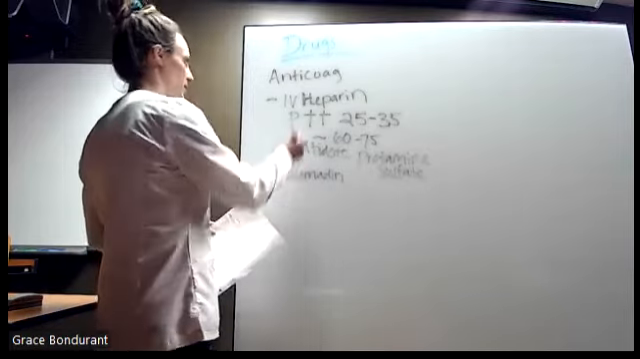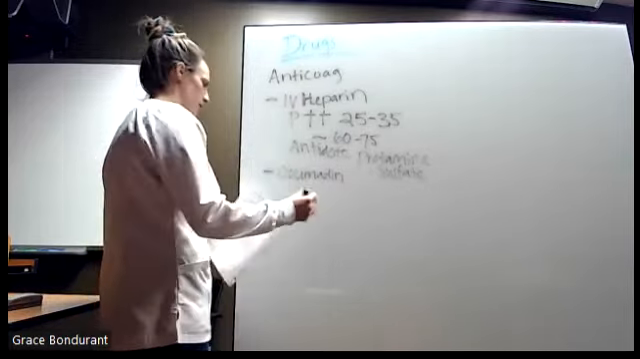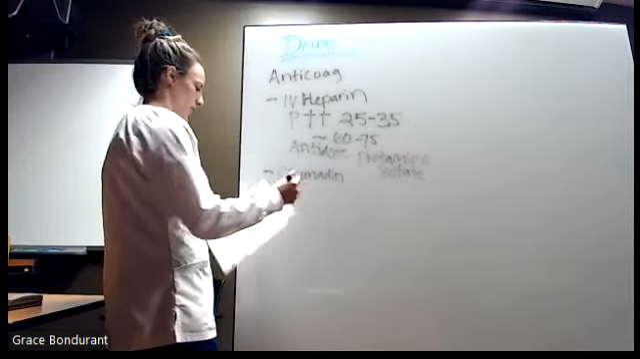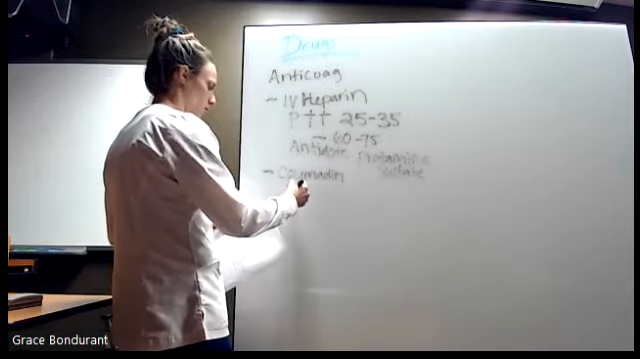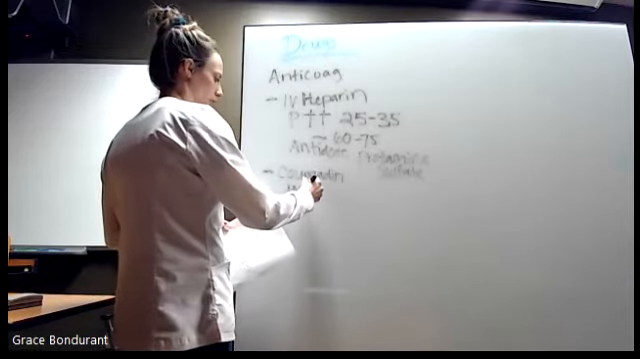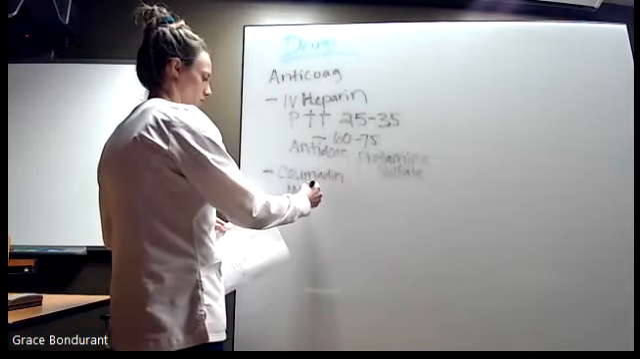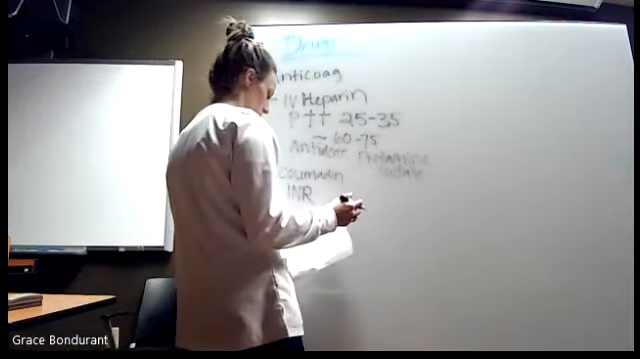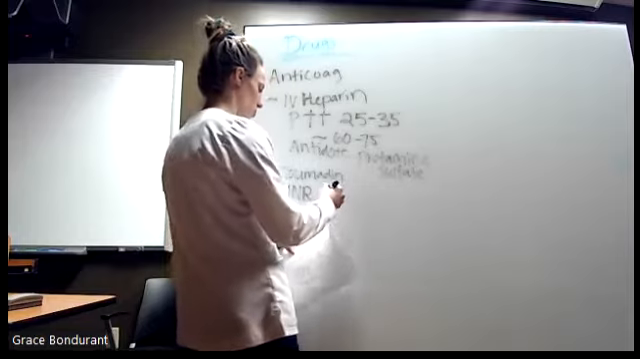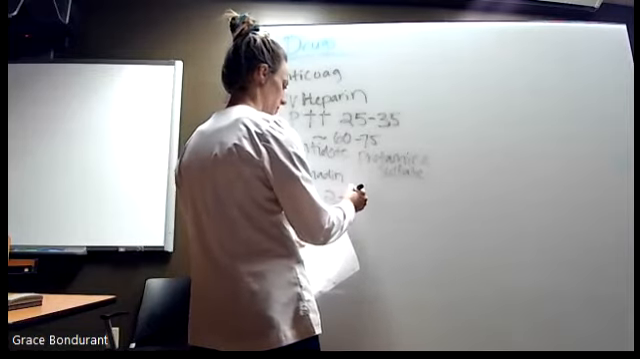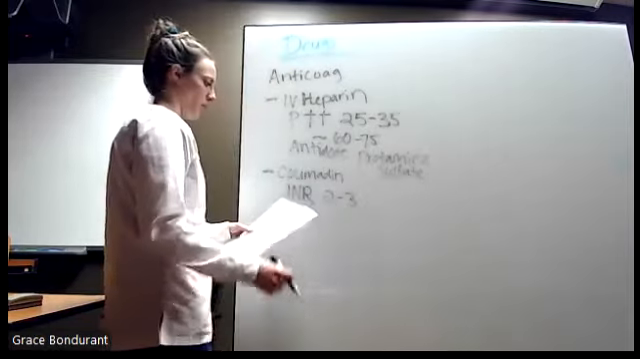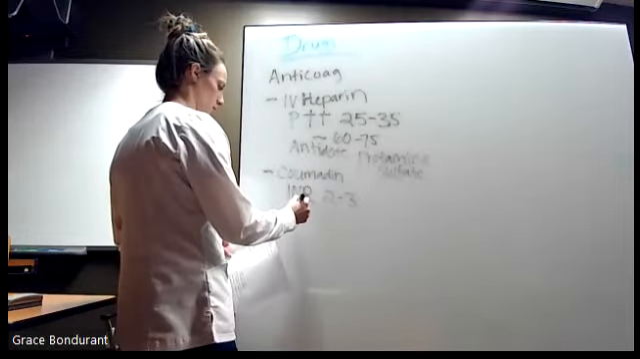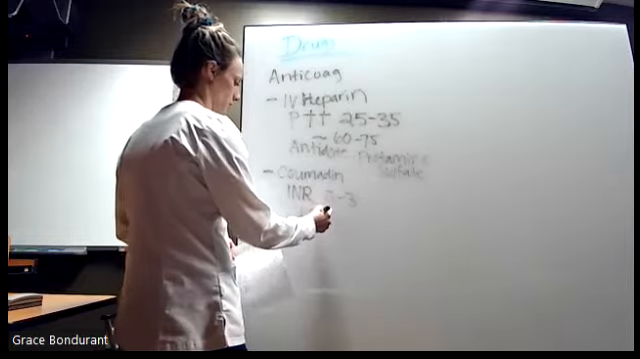Okay, so Coumadin is another anticoagulant, and what's the lab to test this one? PT and INR. Mostly mine emphasize the INR over the PT. The INR goal is to be about 2 to 3 while you're on the Coumadin. And what's the antidote for this one? Vitamin K. Vitamin K, good.